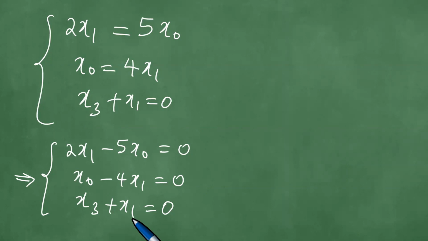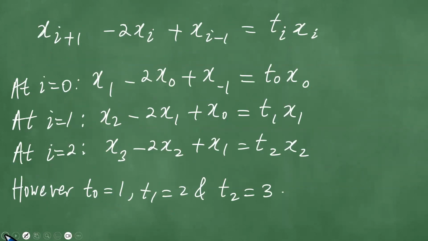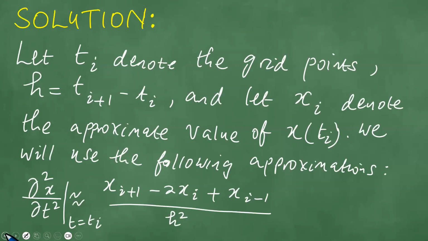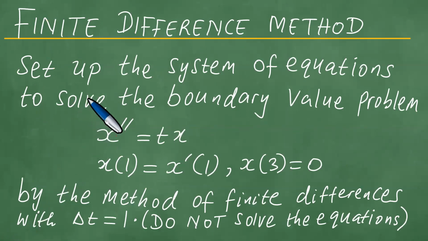All right. Let me see if there's anything that can be done in this question before we move to the next one. You need to set up a system of equations to solve the boundary value problem by the method of finite differences with delta t equal to 1, and we have precisely that. Okay. Next question.